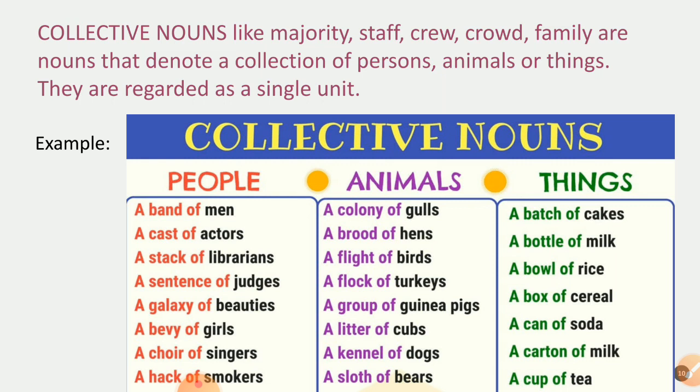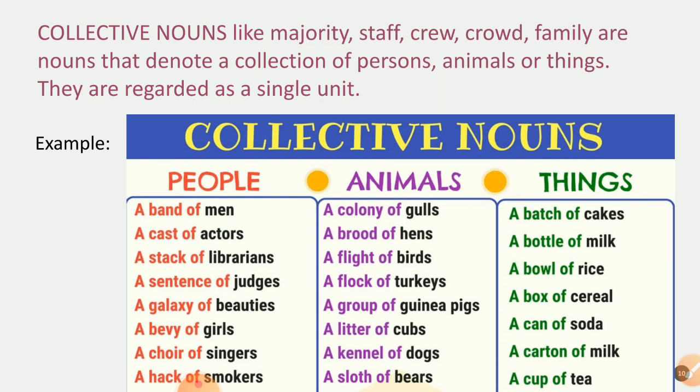Take example from the animals now. A flight of birds. Generally, a flight of birds, you can see it in the evening, or at the time of dawn. A sloth of bears. A group of guinea pigs. Of such cute animals these guinea pigs are. You are understanding this? These all are regarded as a single unit. Okay, they are collective nouns.